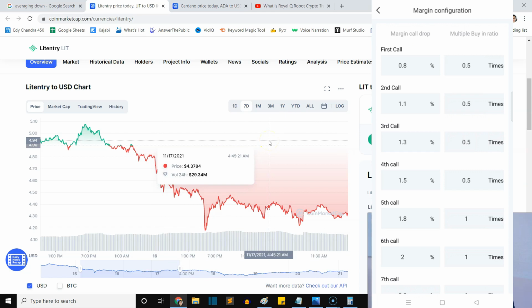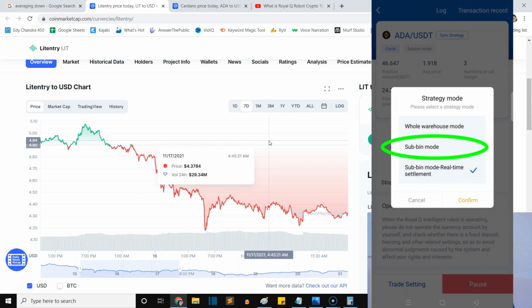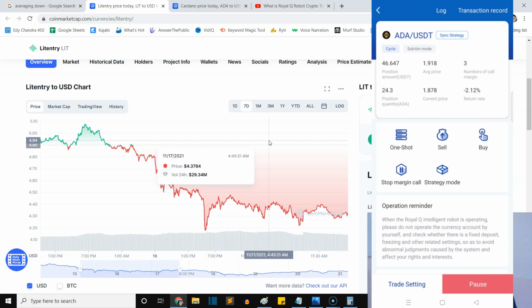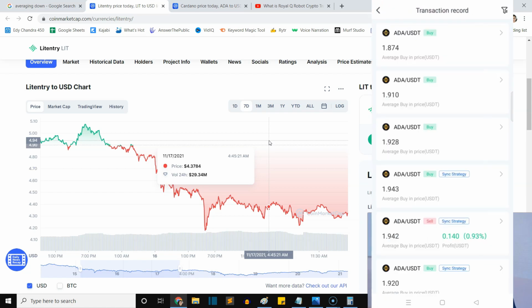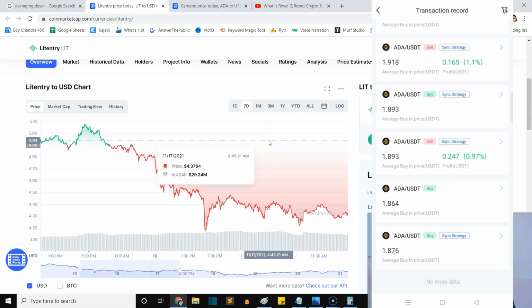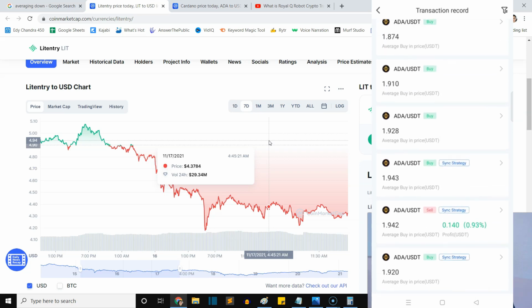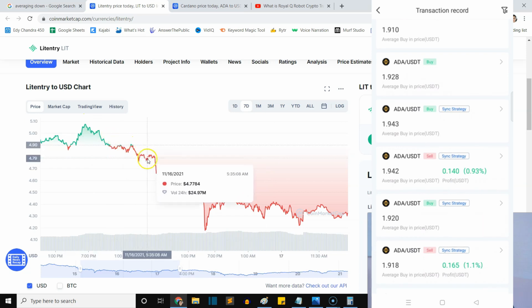Now what's the difference with this one? There is another one which is the middle one. You can see strategy mode, you can see only sub-bin mode, not real time. This one you don't actually see the transaction record. If you see there is transaction record, if you click on it, you can see the strategy right here, what it's doing. Is it buying, is it selling? And you can see down here, that's the data for Cardano. And for the sub-bin mode only, you actually don't see the sell, guys. Let's say the market is going down, right?